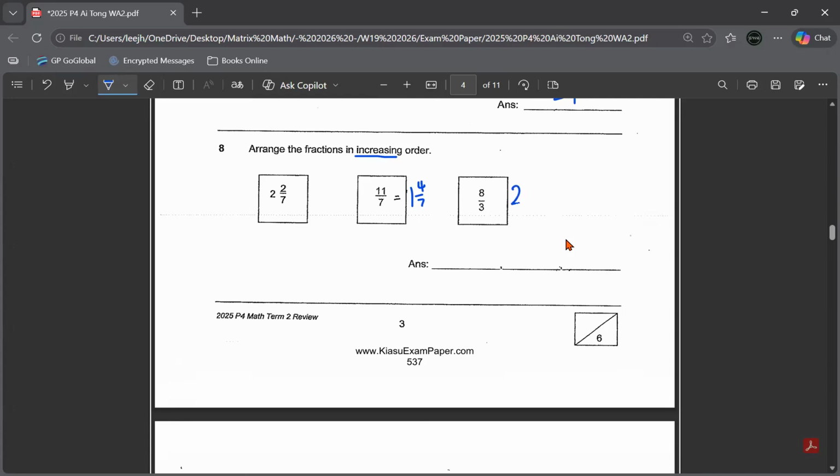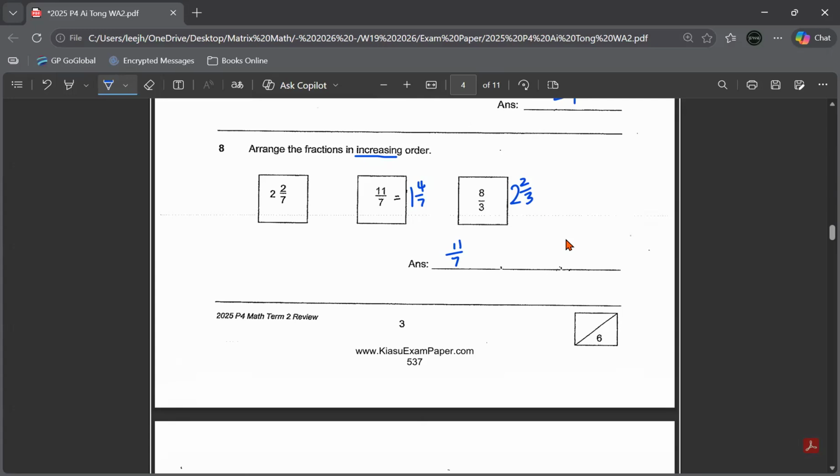8 over 3 will be 2 wholes and 2 thirds, because 3 over 3 is 1 whole, another 3 over 3, another whole. So it's 2 wholes and then there's a remainder of 2 thirds. If you look at all these fractions as mixed numbers, we can arrange them in increasing order. Increasing means from smallest to greatest. So needless to say, the very smallest one will be 1 whole 4 over 7, which we always write as the original value given, 11 over 7.